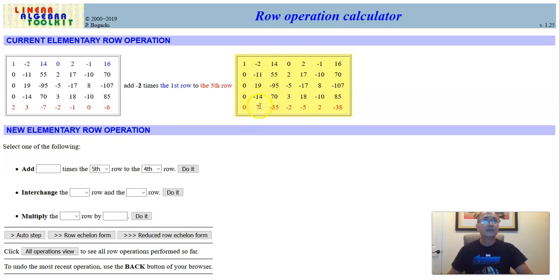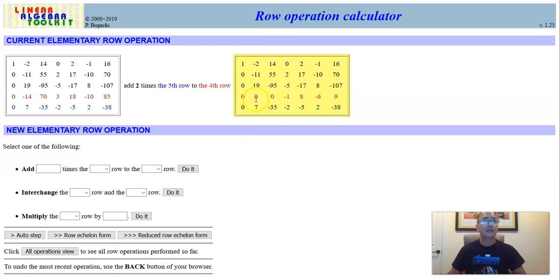Is there a good way to make a leading one here? Well, we can at least make a 0, so let's add 2 times the 5th row to the 4th row. All right, so we get a 0 there, and another 0 here. Okay, so how about the leading one? Well, okay, I got something.